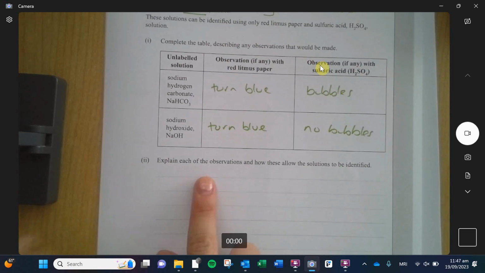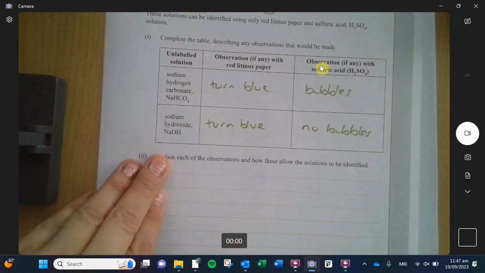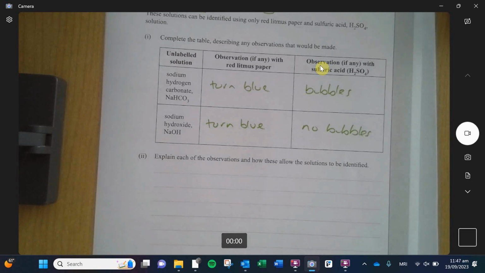All right, and then the explanation for each observation, you're just kind of writing out what you observe here. So you're going to say both of these will turn red litmus blue because they're both bases.